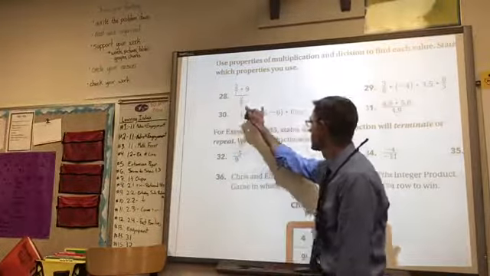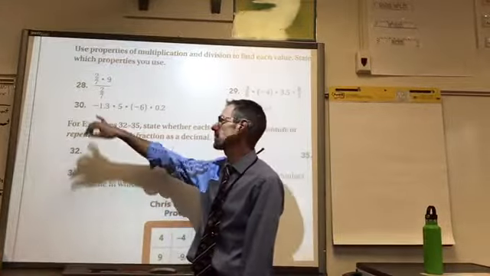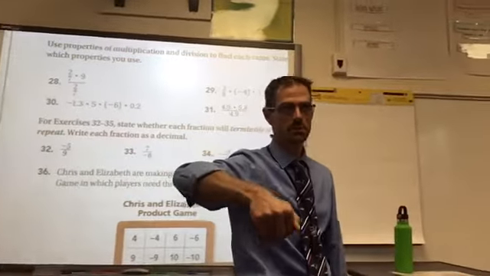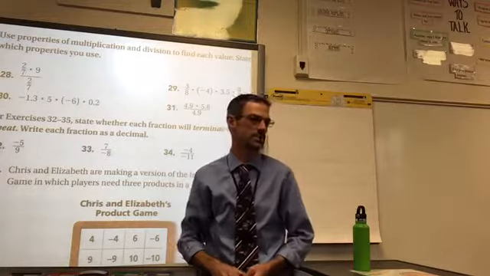So really, in the end, that goes away, that goes away. Commutative property says I can do that right off the bat. So I get negative 1.3 times negative 6. So I get a positive answer.